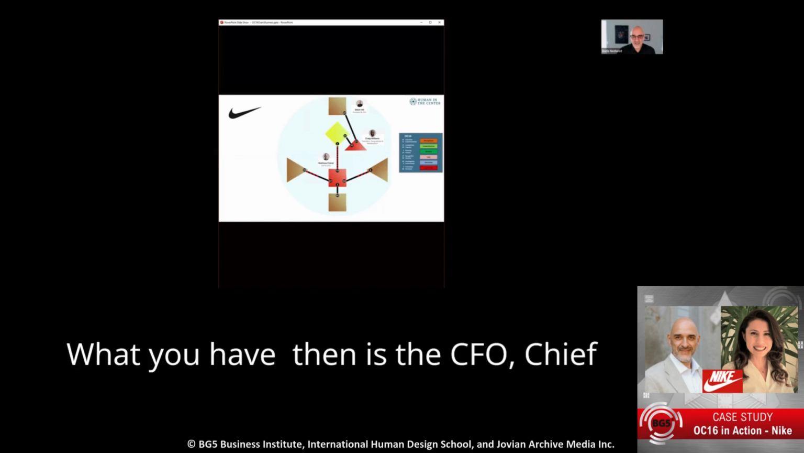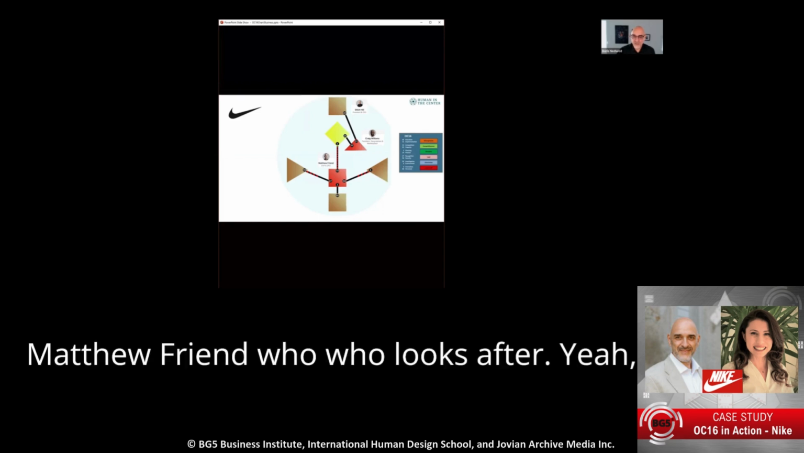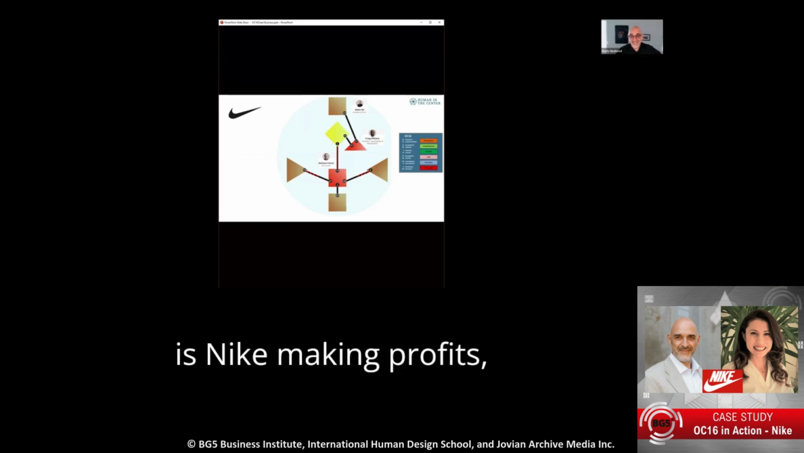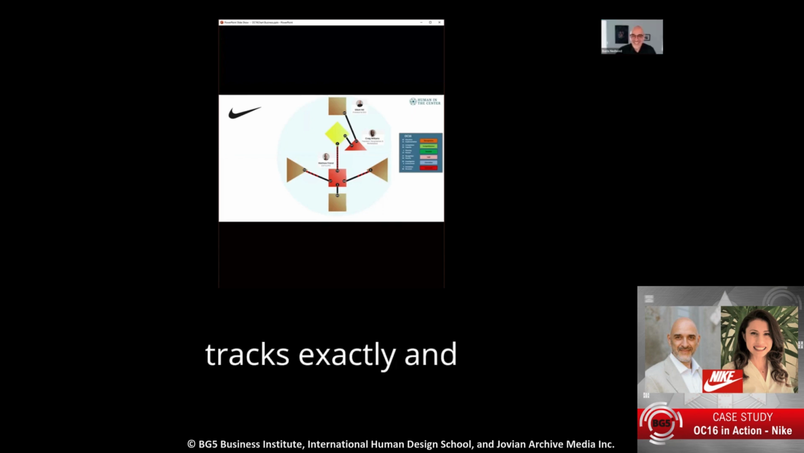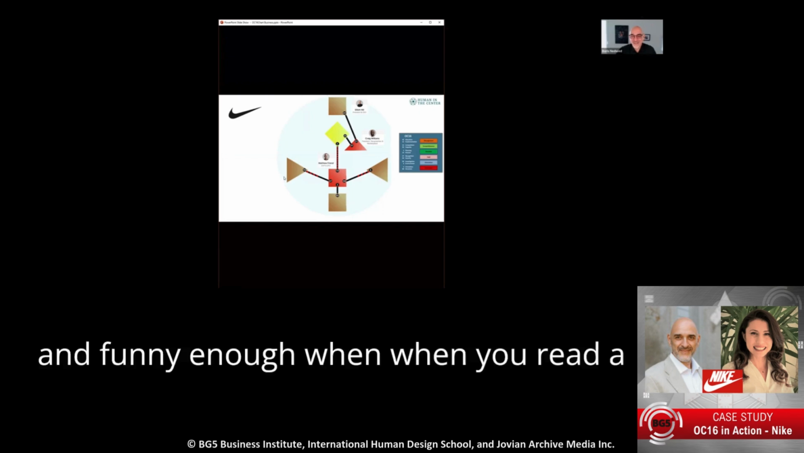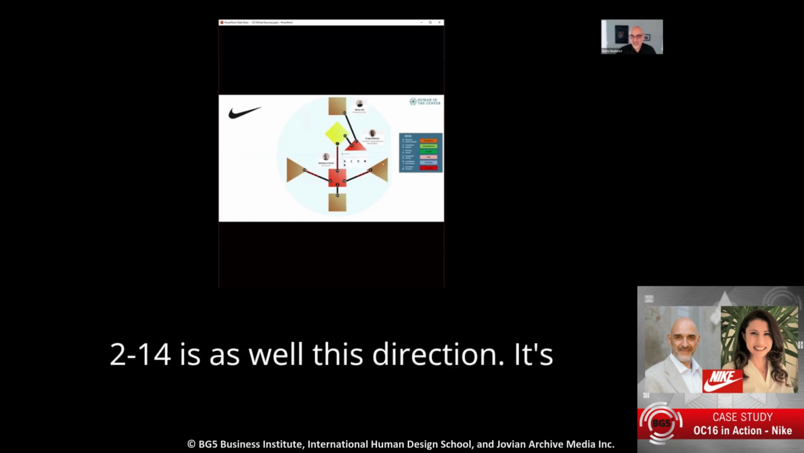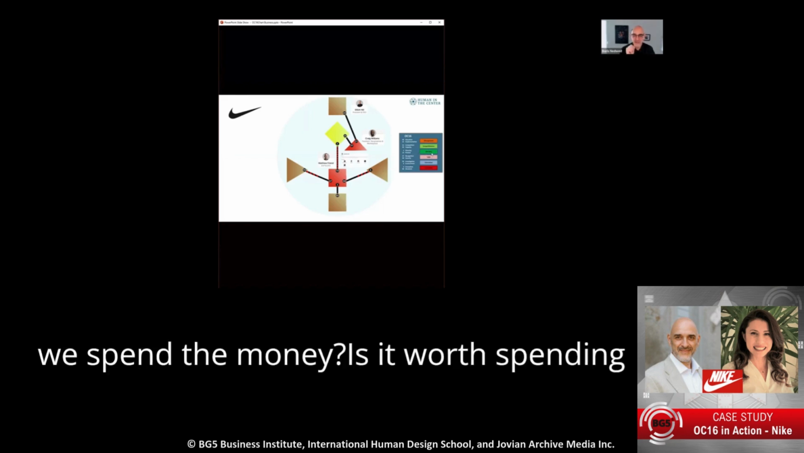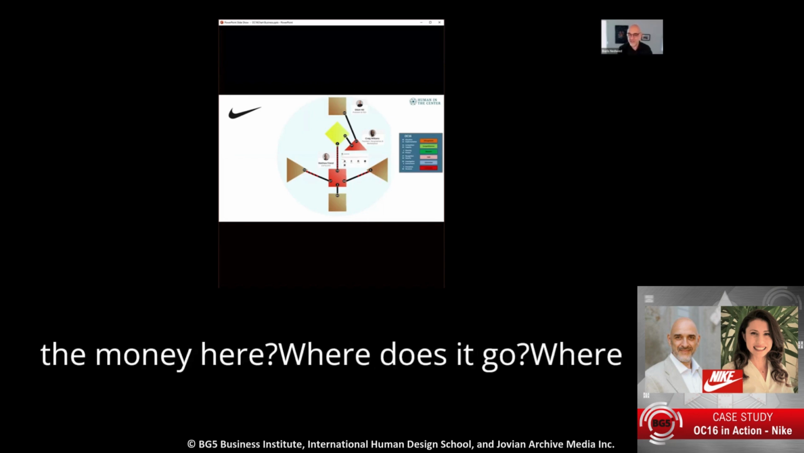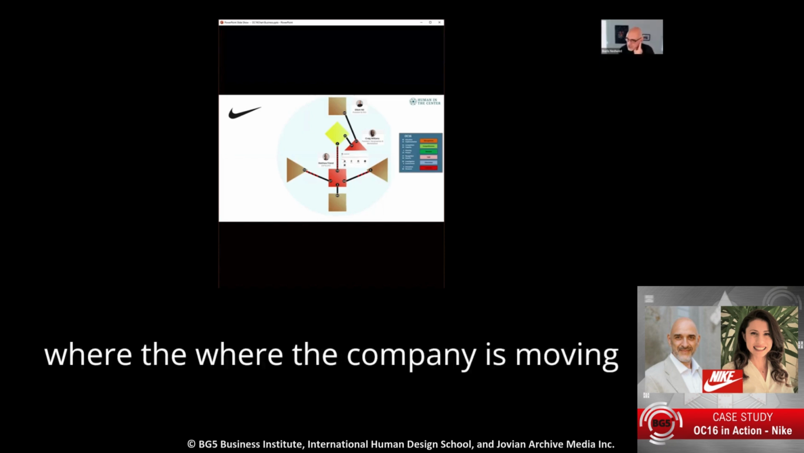What you have then is the CFO, Chief Financial Officer, Matthew Friend, who looks after whether Nike is making profit. The keeper of the keys and the one who tracks. Exactly. And funny enough, when you read a little bit, the whole thing about 214 is as well this direction. It's the planning, it's the finance. Where do we spend the money? Is it worth spending the money here? Where does it go? Where does it move? So it is knowing where the company is moving towards.